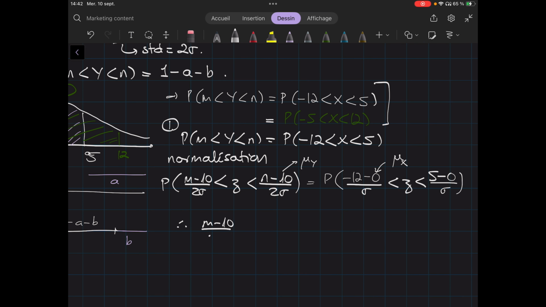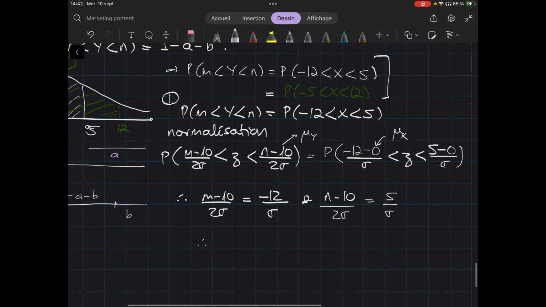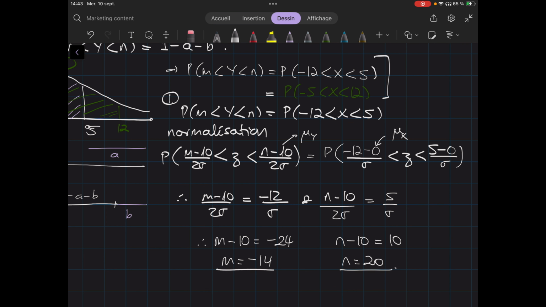Therefore, (n minus 10) divided by 2 sigma is equal to negative 12 divided by sigma, and (n minus 10) divided by 2 sigma is equal to 5 divided by sigma. In other words, n minus 10 is equal to negative 24, and n minus 10 is equal to 10. So m is negative 14 and n is 20. This is the first possible scenario, which is also part C1.